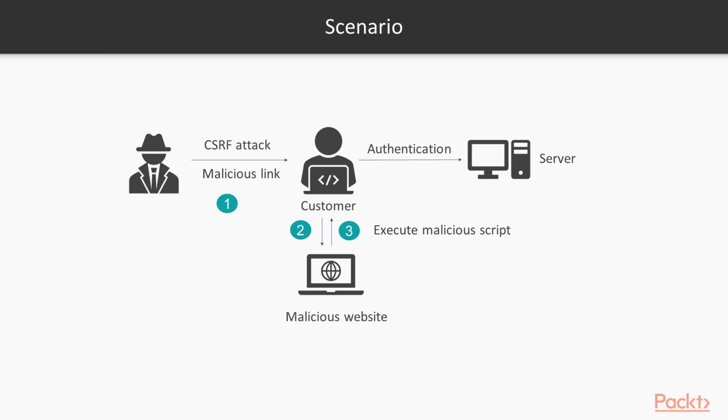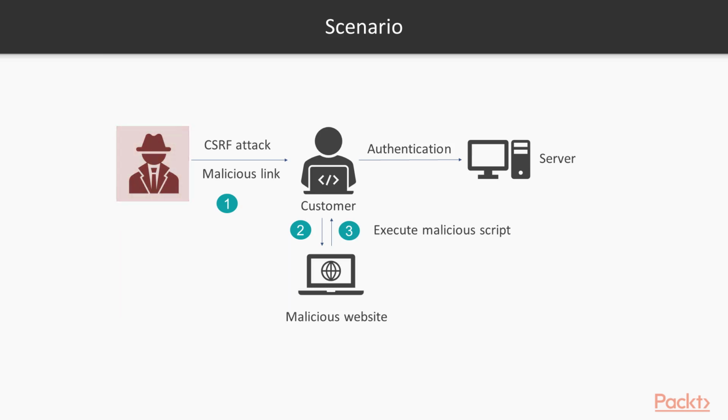First of all, on the left hand side, the attacker is available. In the middle, the customer is available. On the right hand side, a server is available. So first of all, the customer is authenticated with the server. For example, if it is a bank server, the customer has logged in to the website and is authenticated. This is the scenario.